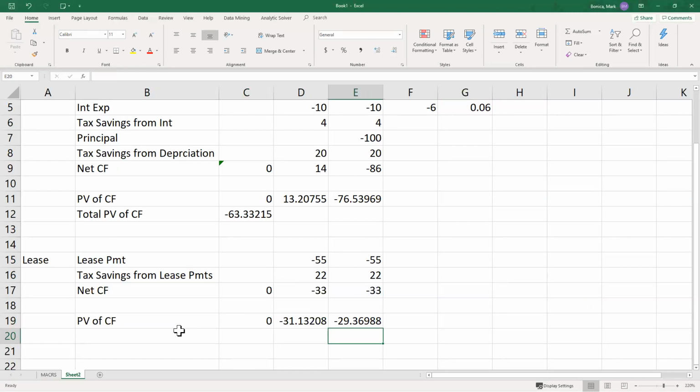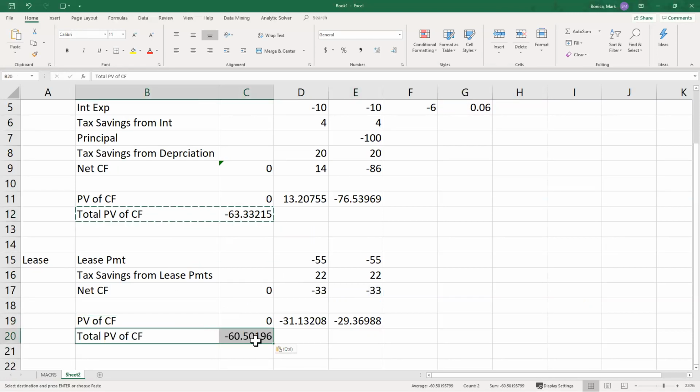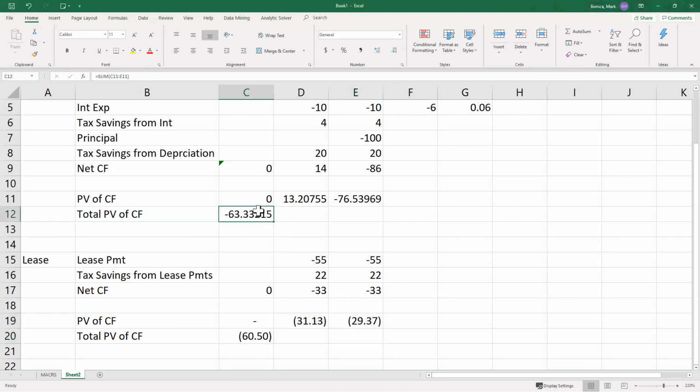Okay. So now I have the total present value of the cash flows for the lease payments of 60,000. So relatively simple question here is, which would you rather pay, 60,500 or 63,333?